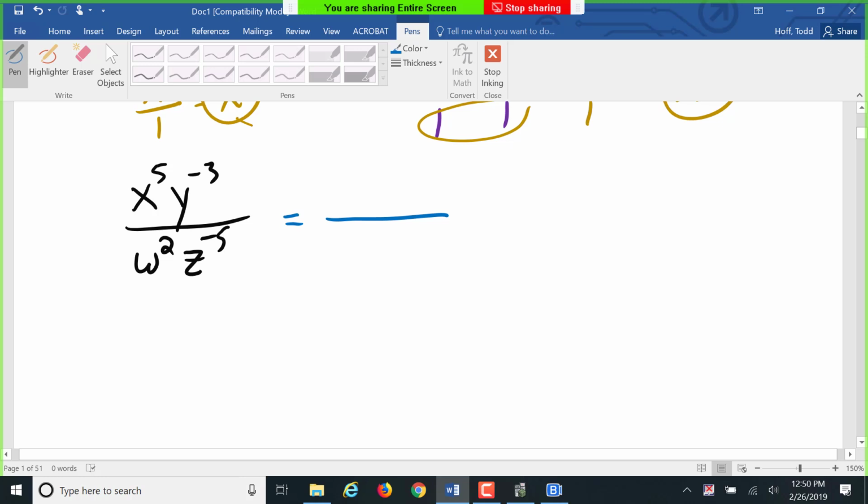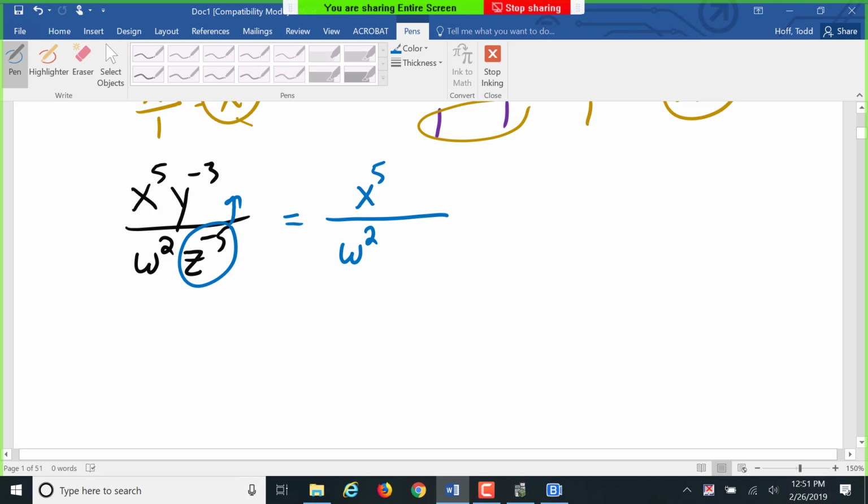First of all, which variables, x, y, w, or z, are okay right where they're at? So x to the fifth is going to stay on top. W squared is going to stay on bottom. They're okay just where they're at. It's only the ones with negative powers that need to move. So what's going to end up on top with the x to the fifth? Are you just swapping the y and the z and making it positive there?